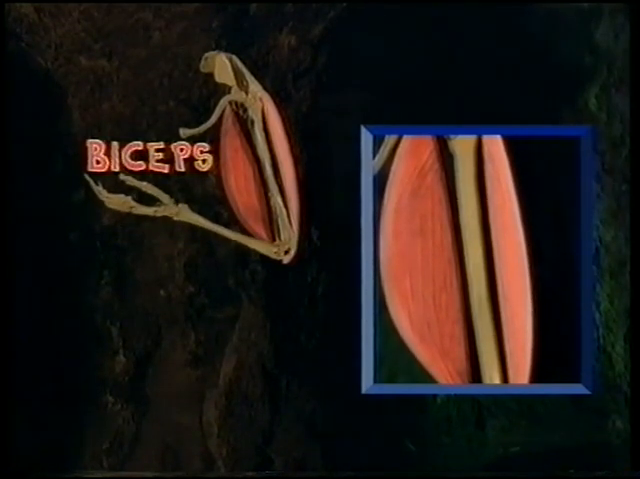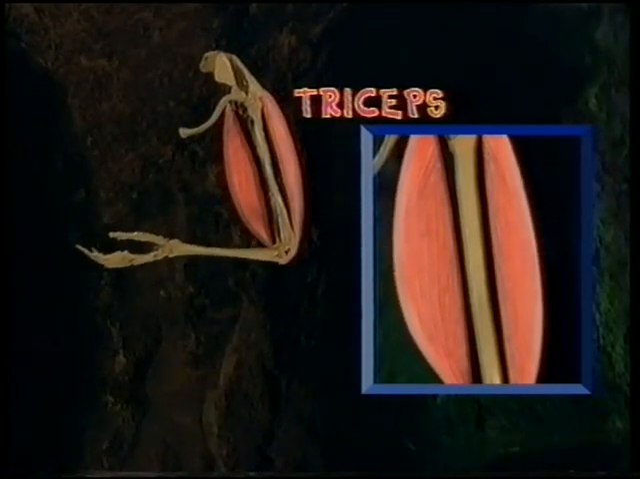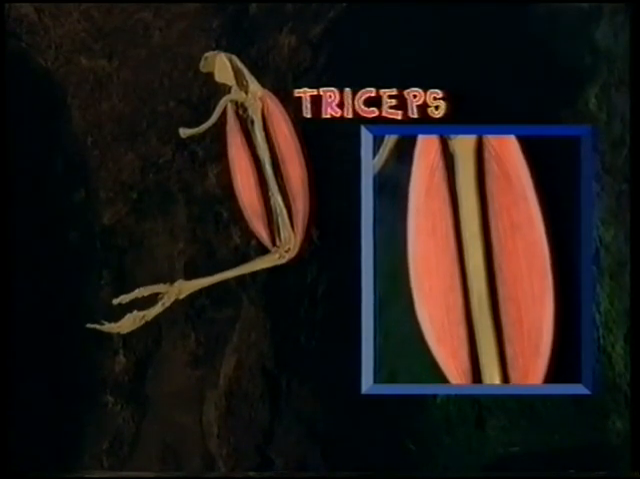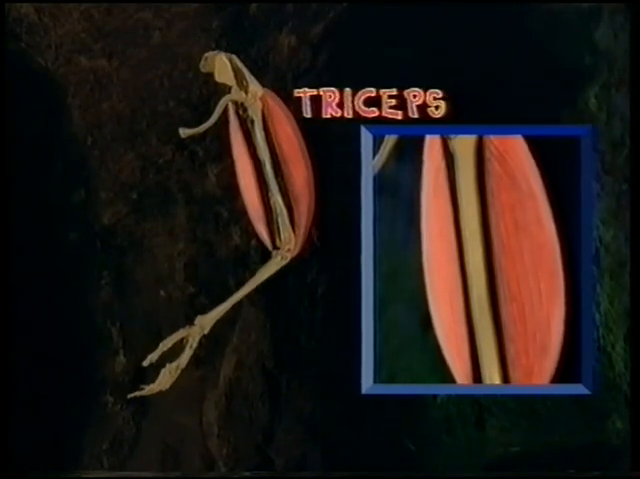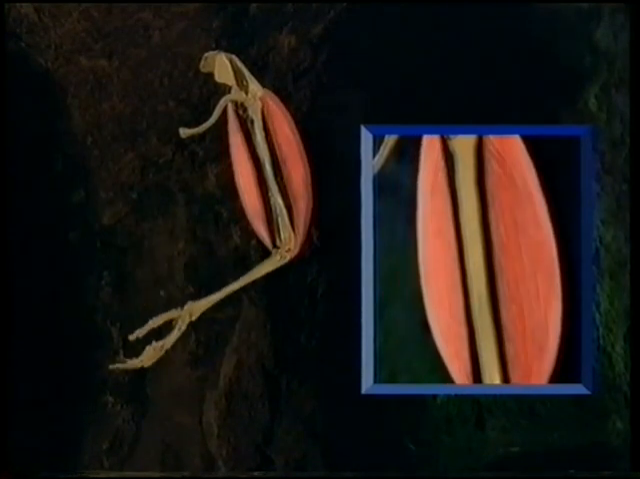To straighten your arm, the opposite happens. The triceps contracts and the biceps relaxes. This pulls the bones straight. Muscles can only contract and pull bones, never push them. So you can see how the skeleton and the muscles work together to help us move.